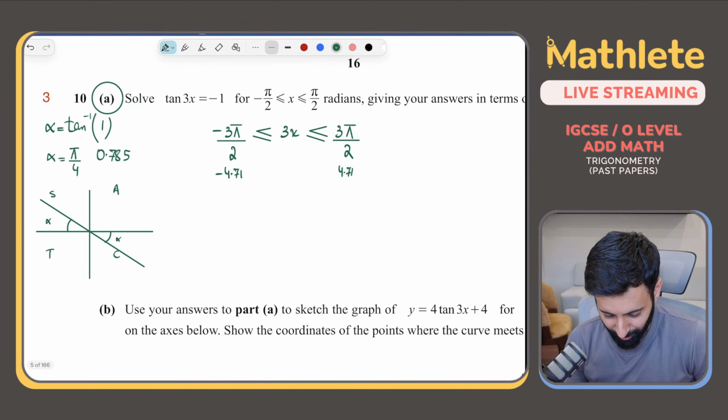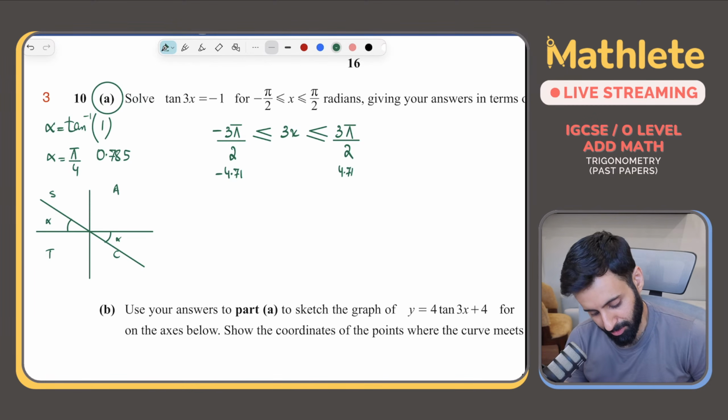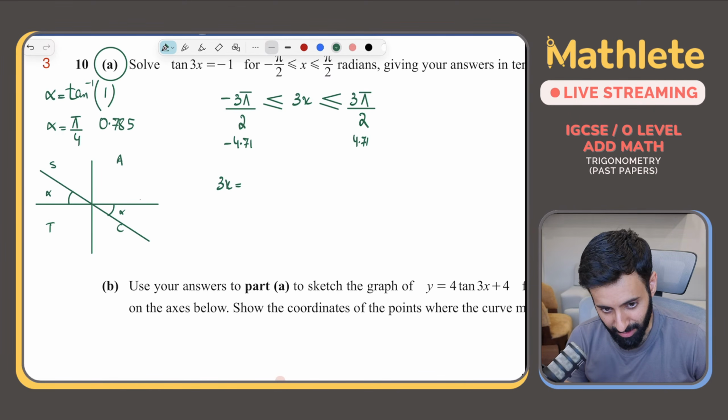Okay, now. Where was I? खुद ही भूल गया मैं क्या कर रहा था. Okay, yeah. So 3x. Now, notice that a range allows us to go on the negative side.